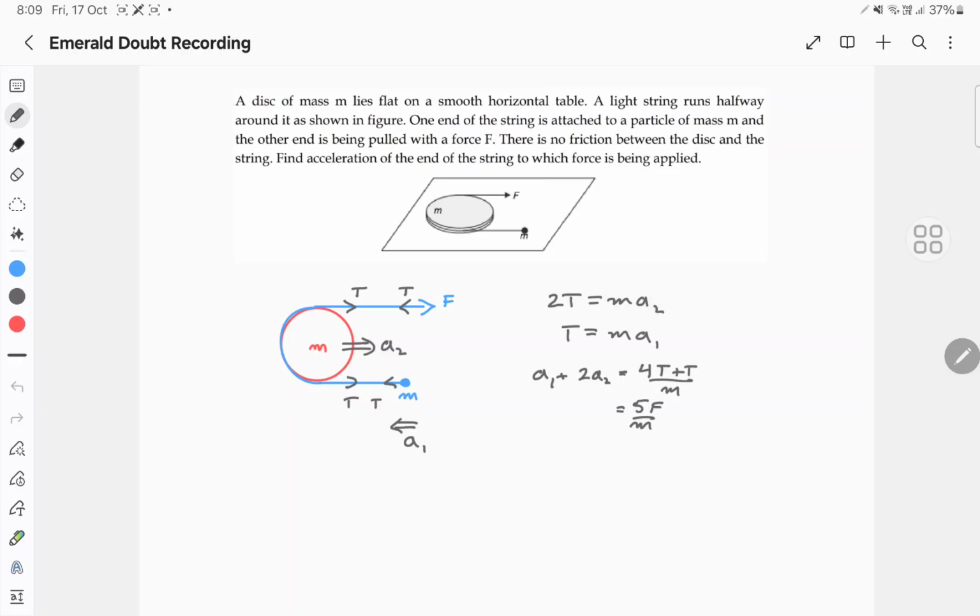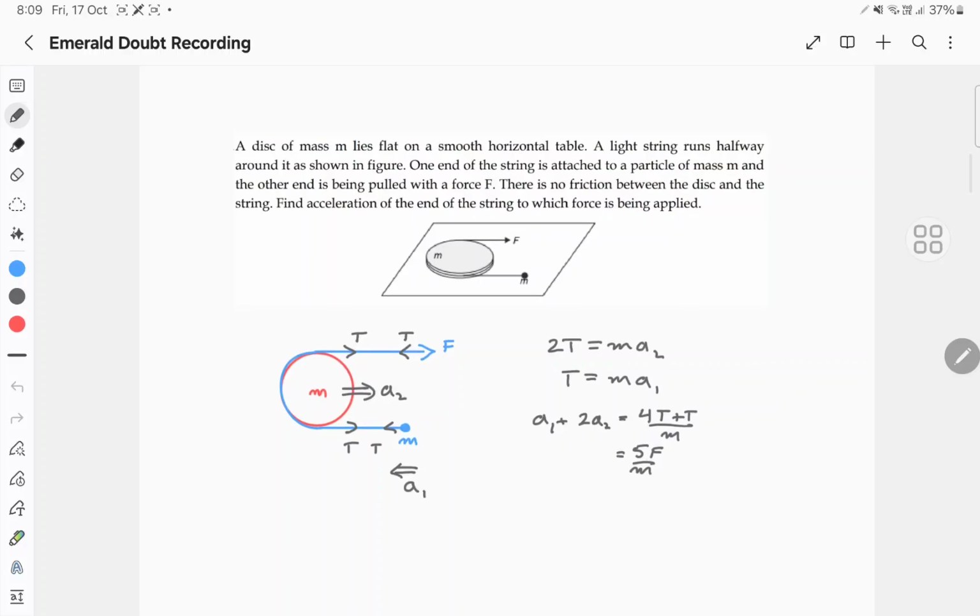A disk of mass m lies flat on a smooth horizontal table. A light string runs halfway around it as shown in the figure. One end of the string is attached to a particle of mass m, so that's a mass m, and the other end is being pulled with a force F. There is no friction between the disk and the string.